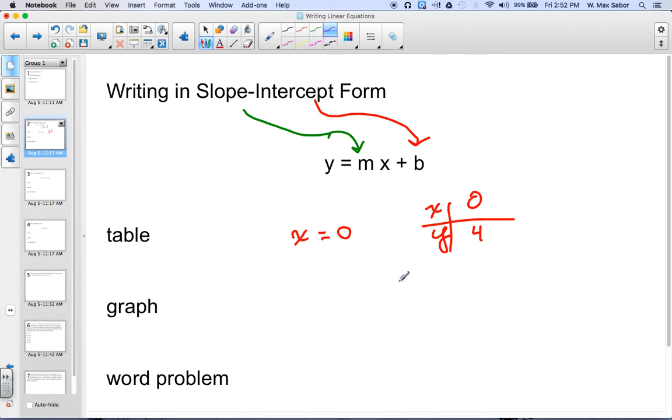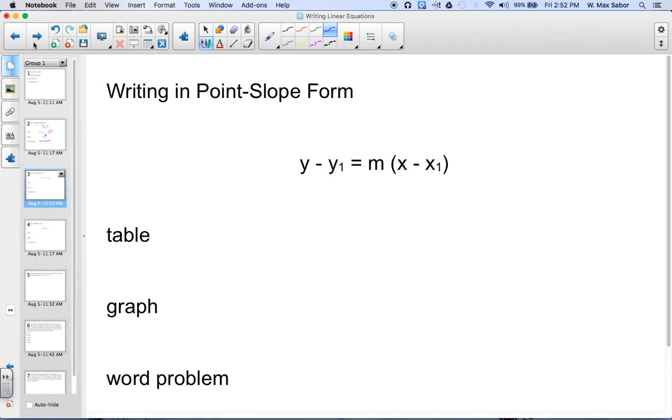In a graph, we're seeing, okay, this is going to be our y-intercept, where it crosses the y-axis. And in a word problem, we're looking for a starting point. So usually x is going to represent time. If it doesn't, you want to figure out what x represents, but whenever x is 0, that'll usually be some sort of starting point, and that will give you your y-intercept. So that's how you find the y-intercept to write something in slope-intercept form.